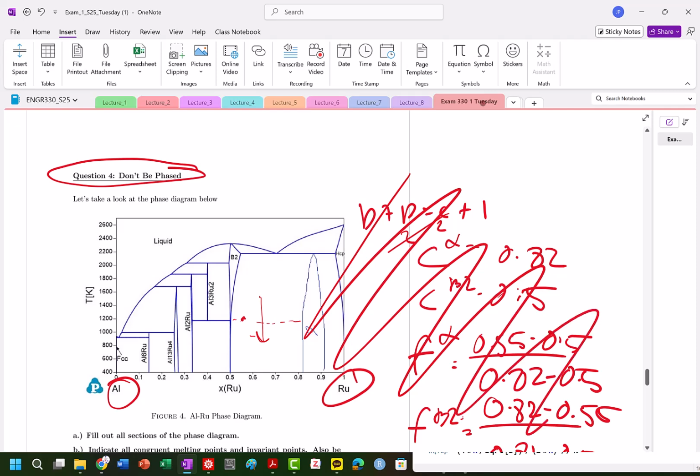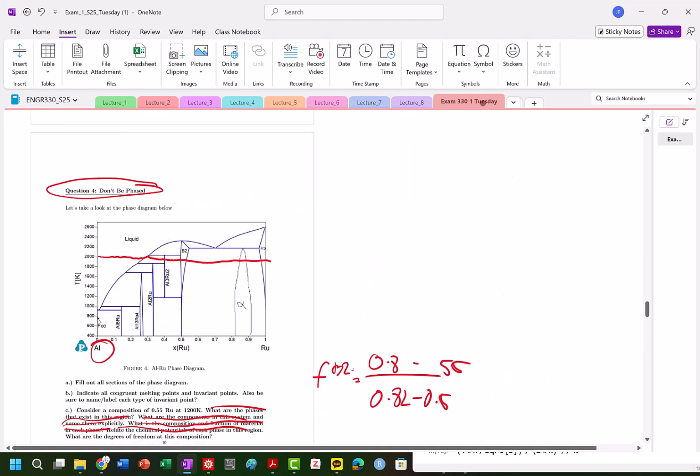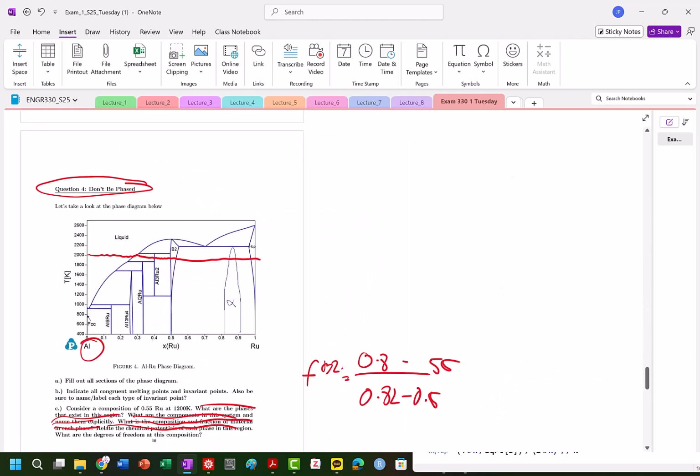So let's go ahead and erase this. For 2000, a little bit hard, but we're going to get through it. Okay. So I'm going to use my shorthand. I'm going to draw it right here. The first thing, I'm going to call this solid 1. I'm going to call this solid 2. I'm going to call this solid 3. And then I'm going to call this solid 4.